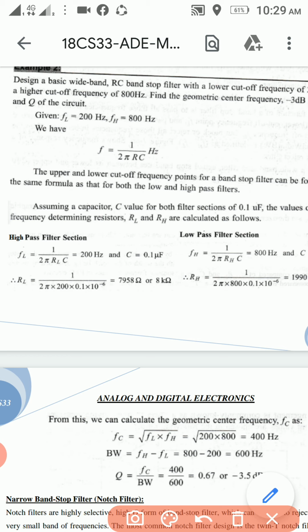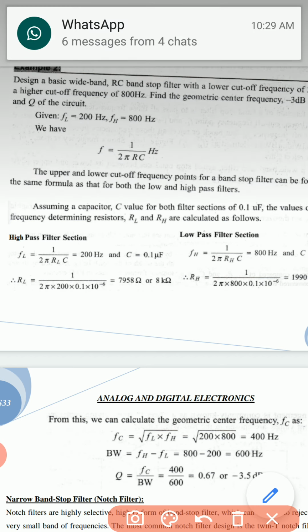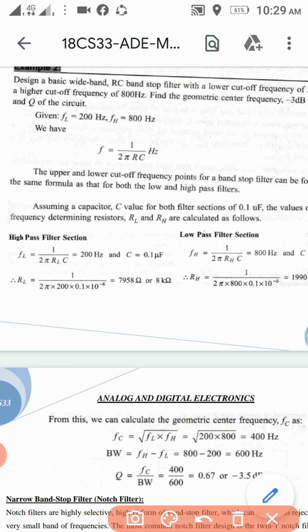So we know the capacitor value, 0.1 microfarad, because it is a chosen standard value. We don't know the C and R values, so for that reason, one of the values I have chosen here: the capacitor value. So RL is equal to this, after modifying this formula. Substitute the C value and the FL value, and we get RL as this and RH as this.